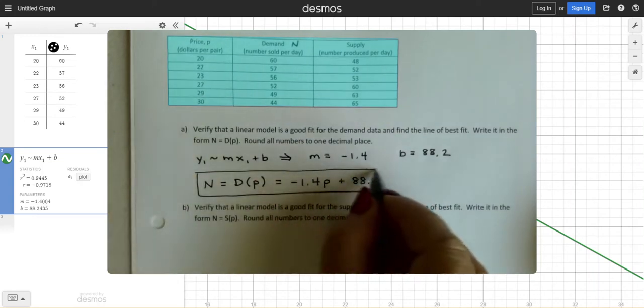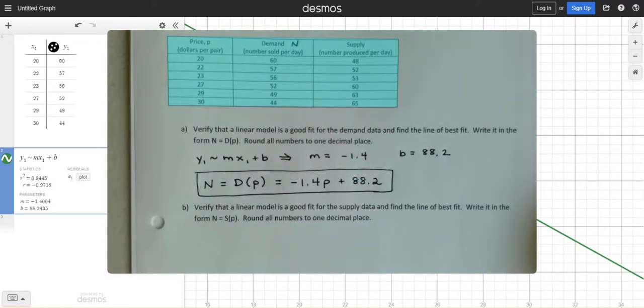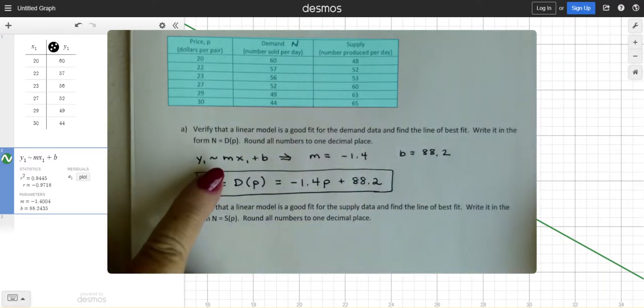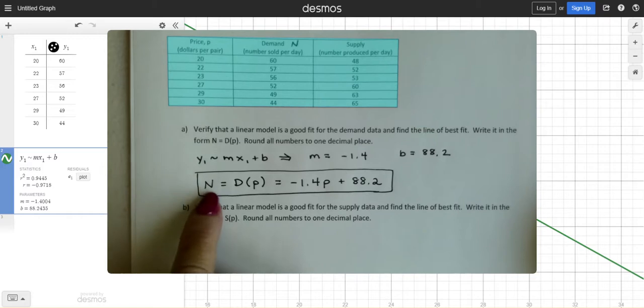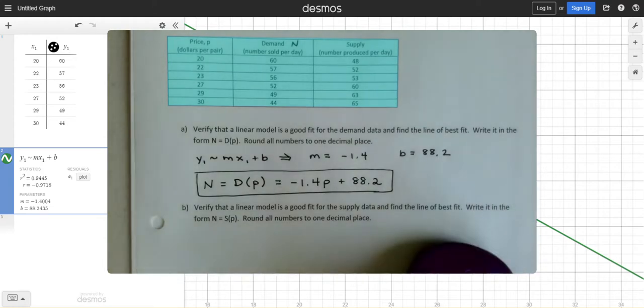It's just a little different than I've usually been writing these. I often wasn't writing the n equals part, but we can. I just this time chose to give my function a different name. All right, we're going to do the same thing for the supply data. Let's see how we do with that one.